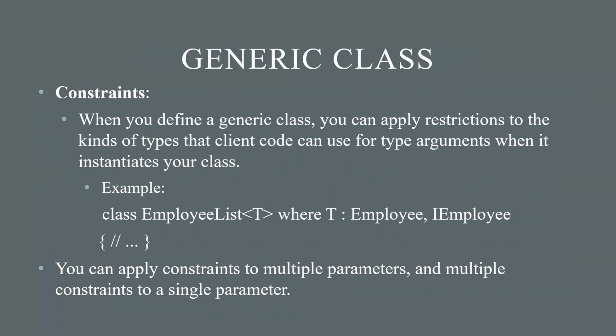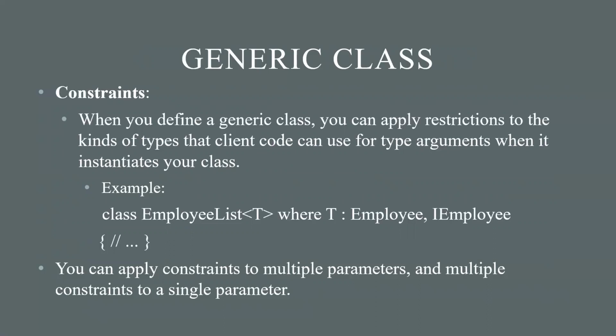Also, when we are declaring a generic class, we have a feature where we can apply some restrictions on the kinds of data types that the client code, which is inheriting or using the generic class we create, can use. So we can apply some restrictions on what data type it can use. You can see we have an example here: a class EmployeeList, which is a generic class.